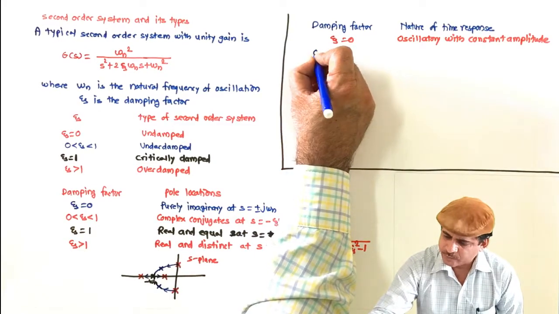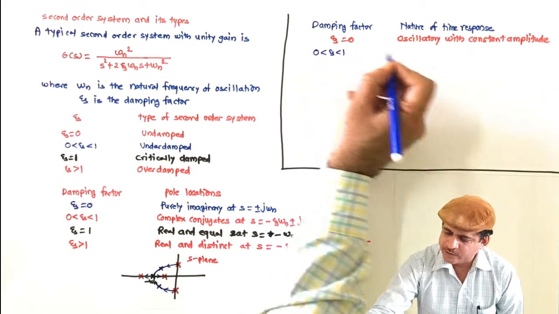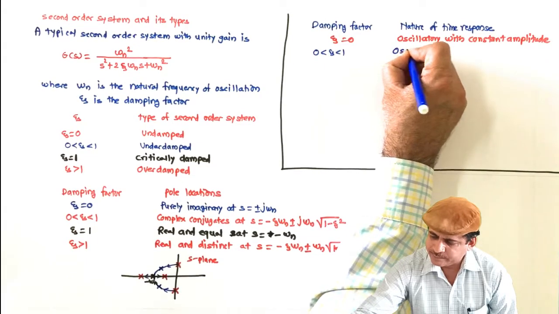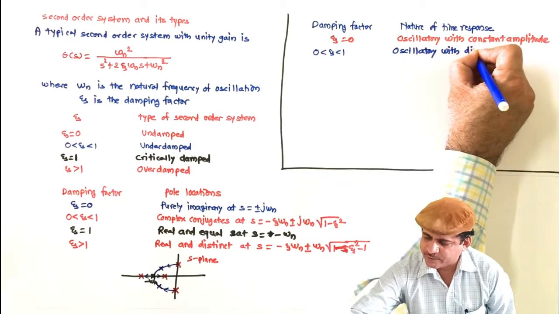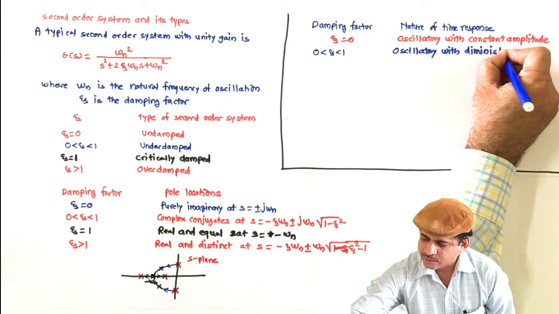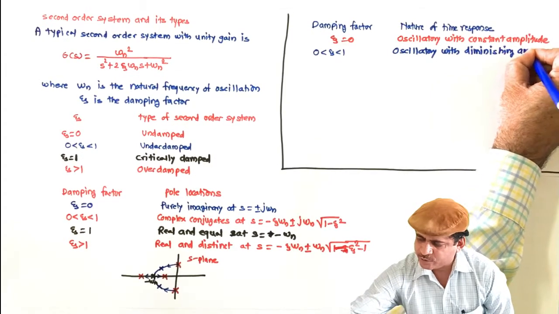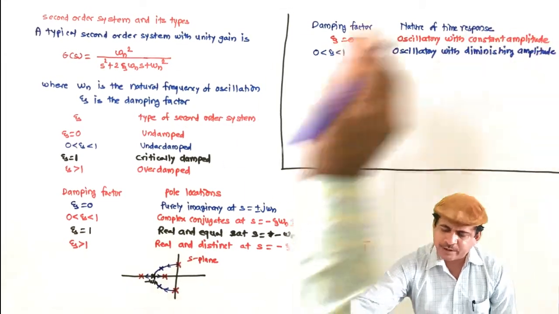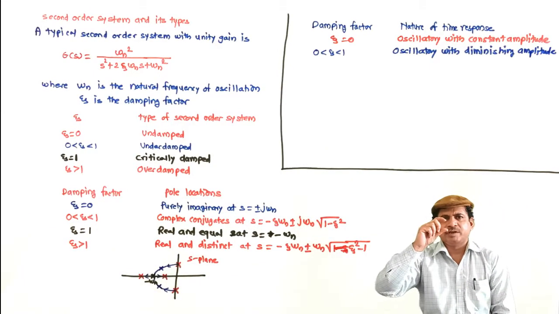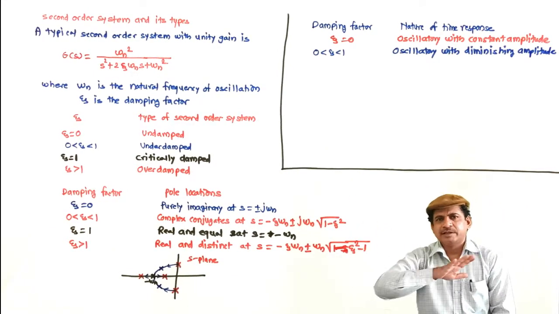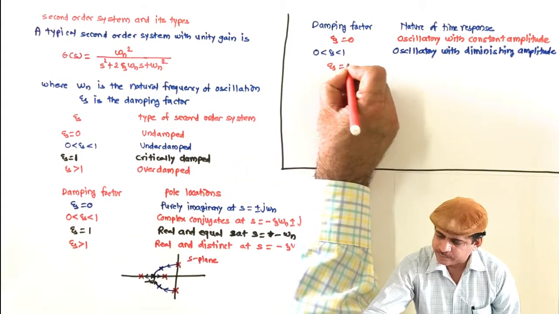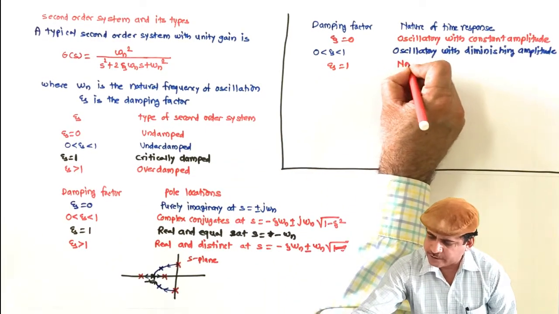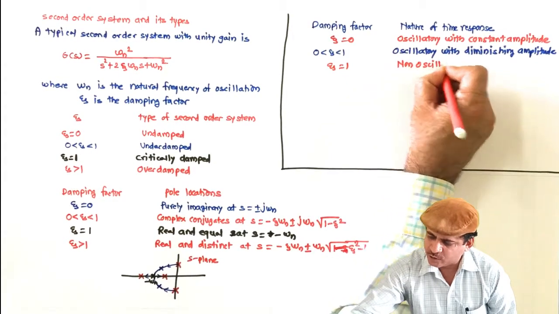Then if zeta is between 0 and 1, it will be oscillatory but with diminishing amplitude. Diminishing amplitude means as time t progresses, the oscillation will die out, and at time t equal to infinity, there will not be any oscillation, there will be steady state. Then next is zeta equal to 1. The response is non-oscillatory. Critically damped system, response is non-oscillatory.